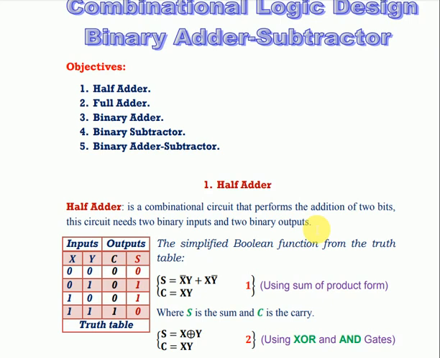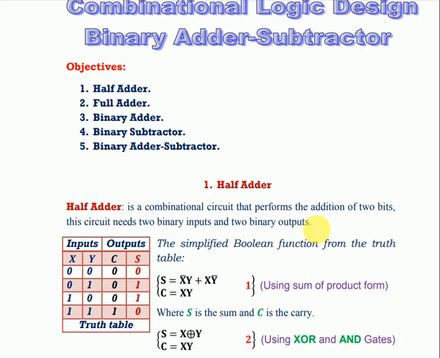Basically, what is a half adder? When we do an arithmetic operation on only 2 bits, and those 2 bits are binary bits, then we say that such a combinational logic circuit is the half adder circuit. A half adder is a combinational circuit that performs the addition of 2 bits. So 2 bits means 2 binary numbers, that is 0 and 1. This needs 2 binary inputs and 2 binary outputs.